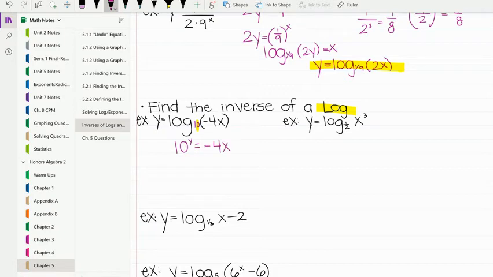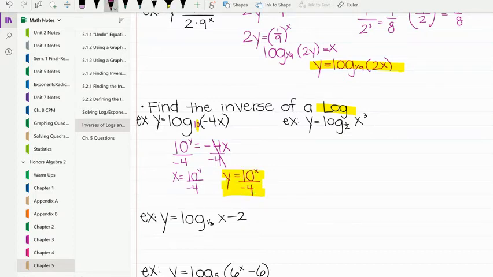Remember, my goal is to solve for x. So all I would have to do is divide by negative 4 on both sides. So then I would get x equals 10 to the y over negative 4. You're probably thinking, oh, can't I make that 5 over negative 2? No, because 10 is raised to an exponent. So if it was just 10 over negative 4, we had no exponent, then yes, absolutely. So then remember, the last step is to change it to y. So y equals 10 to the x divided by negative 4. So that would be our answer.